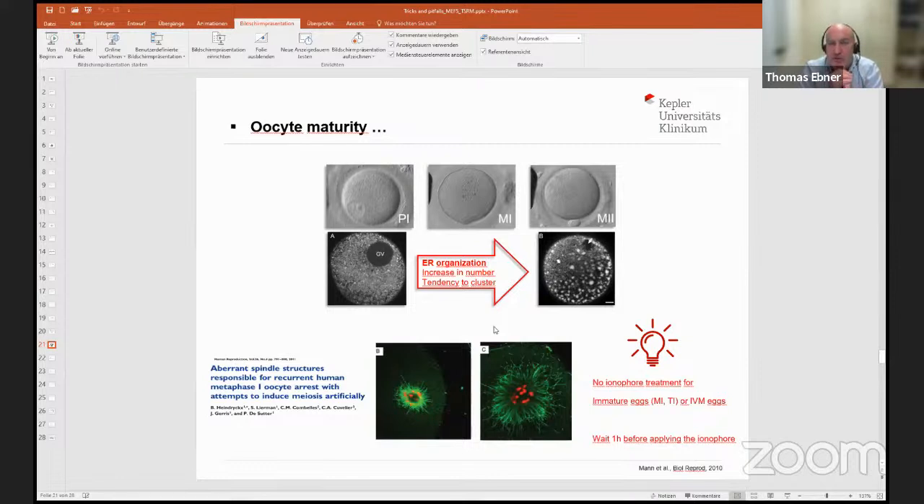And I also don't use it for over-mature eggs that I've forgotten here. And also not for IVM eggs, meaning prophase 1 the day before, and then you wait the day and it's M2. So definitely not the best option to use ionophore here. And I recommend to wait 1 hour before applying the ionophore at all, meaning it would give the oocyte a higher chance to finish the cytoplasmic maturation.